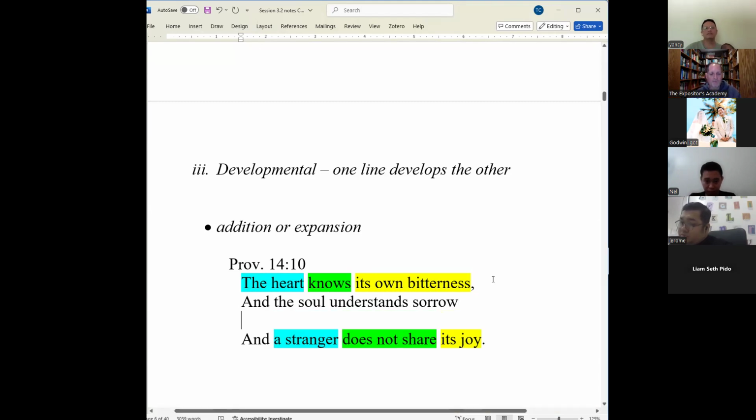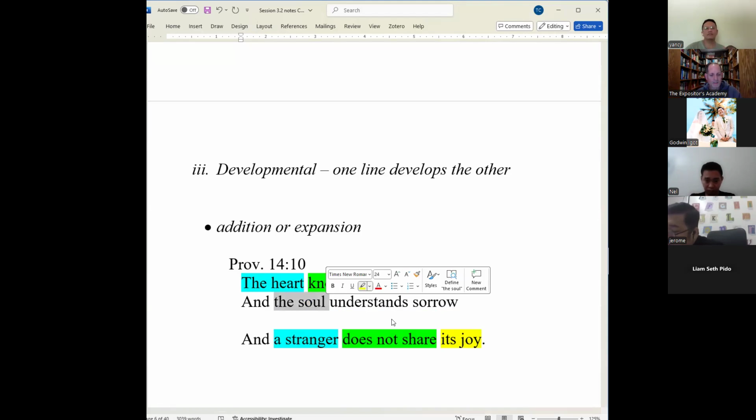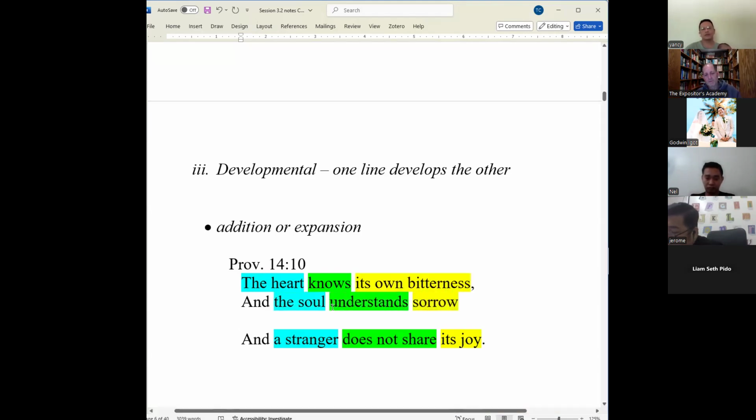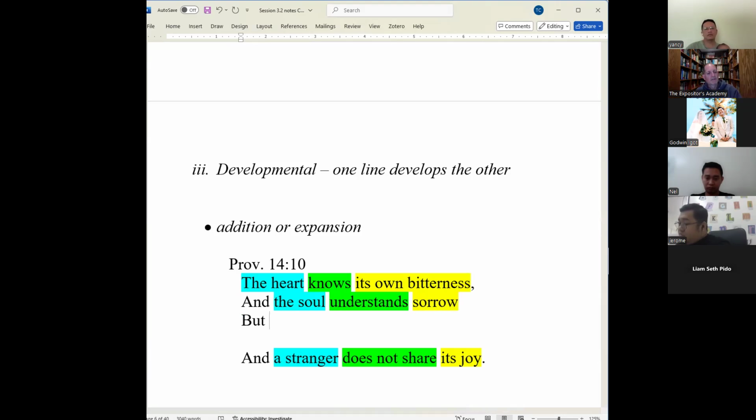Okay, now that would be synonymous, because heart and soul would have a synonymous idea, understands and knows, and then bitterness and sorrow. Okay, so there we would see it more clearly. But if the second line had been, but the mind understands, or let's say knows joy.